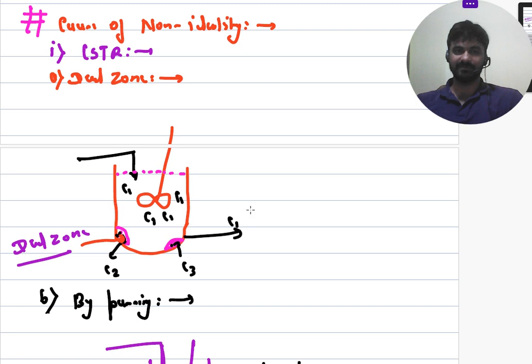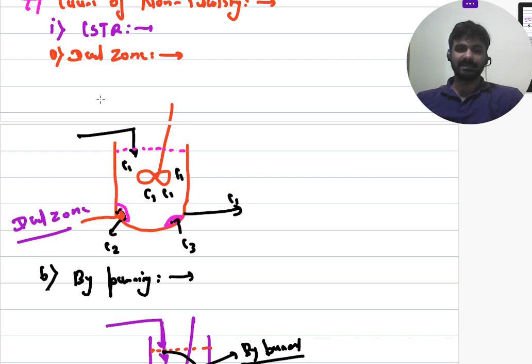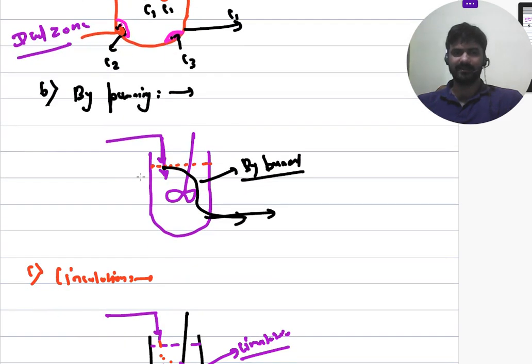So what sorts of regions make a reactor a non-ideal reactor? If I'm talking about the CSTR, there will be a dead zone. In the dead zone, some molecules will get entrapped and spend a very long time inside the reactor, and due to this region, the concentration in the dead zone will differ from the concentration in another part of the reactor where the characterizing variables are well mixed. Is that clear? This kind of characteristic makes the difference between an ideal CSTR and a non-ideal CSTR.